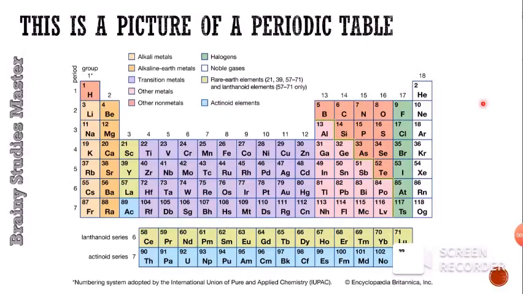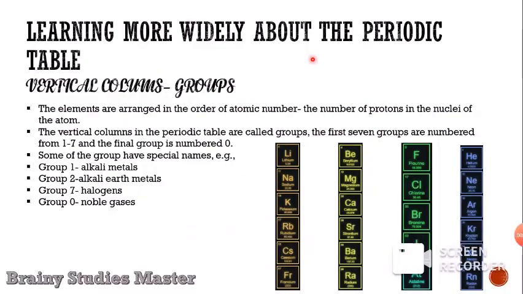So this is a picture of a periodic table. You can clearly see that they have divided it into groups. They have given separate periods also, and you can see that they are arranged with numbers here 1, then here 2, then here 3, 4, and so on. And then we are learning more widely about the periodic table.